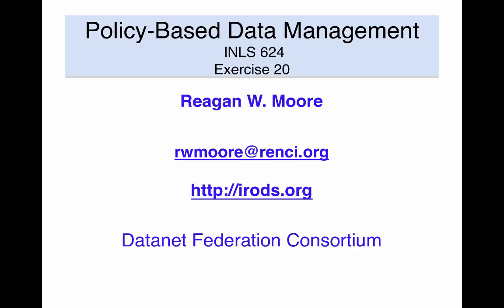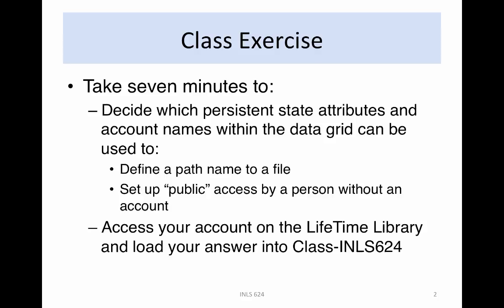Take 7 minutes to answer exercise 20. Decide which persistent state attributes or account names within the data grid can be used to define a path name to a file, and set up public access by a person without an account. Please load your answer into the lifetime library in the subcollection class INLS 624 by the end of today's class.